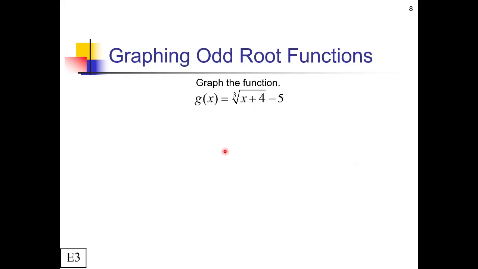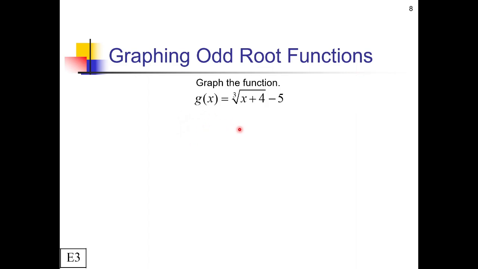Without any further ado, we're going to graph some of these odd root functions. So pause the video and see what you can do with this one. And remember, we're doing the same exact thing we did with the even roots. The only key difference here is that our parent table is going to have 5 points instead of 3, and there's no endpoint. Give it a shot.